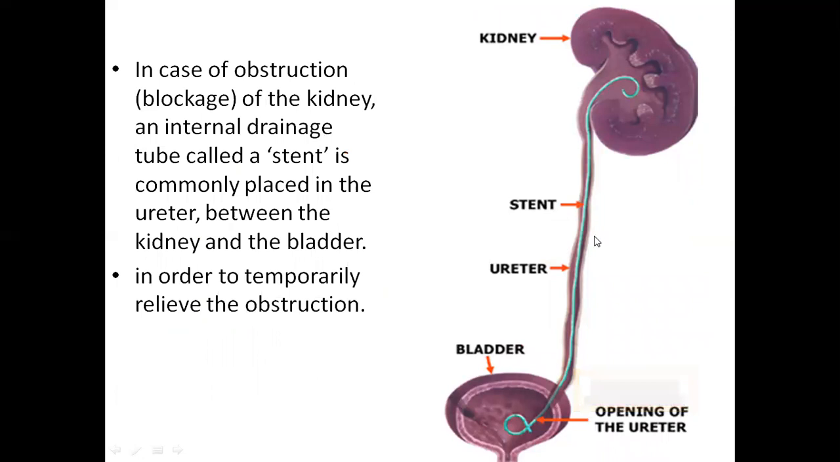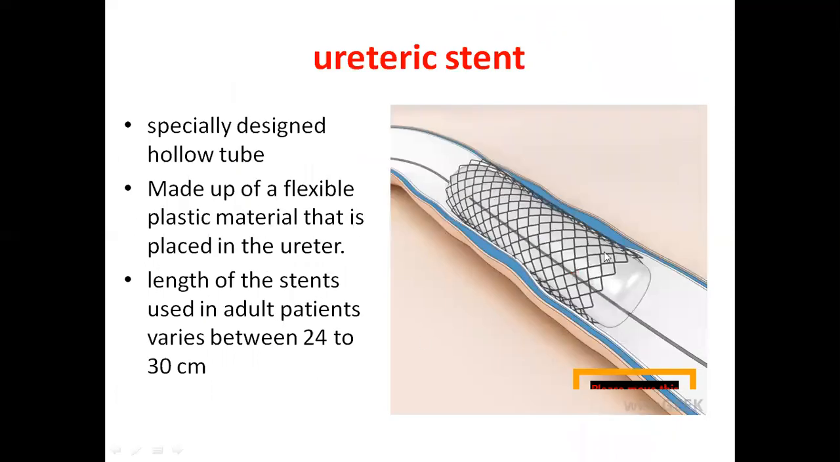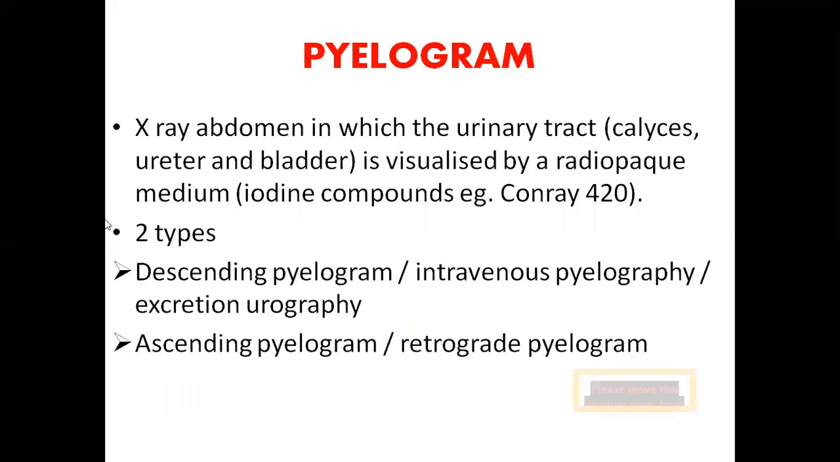In case of obstruction or blockage of the kidney, an internal drainage tube, that means a stent, is placed in the ureter between the kidney and urinary bladder in order to temporarily relieve the obstruction. This stent is put. So this is the stent. This is how it looks. It is a specially designed hollow tube made of flexible plastic material that is placed in the ureter. The length of the stents used in adult patients varies from 24 to 30 centimeters.